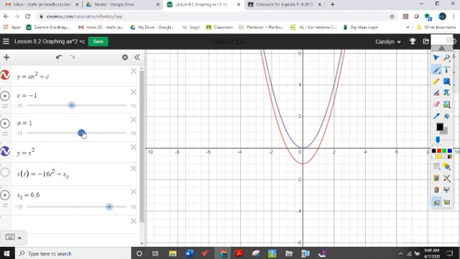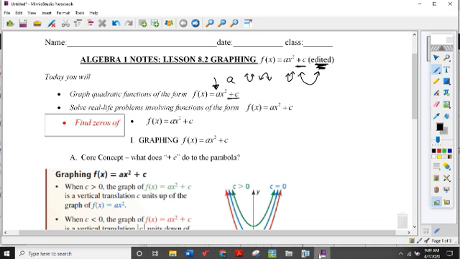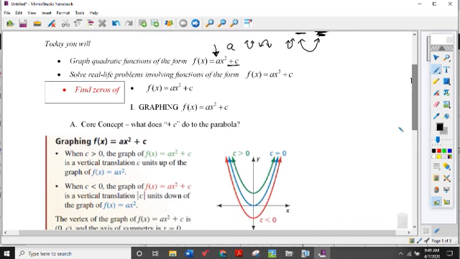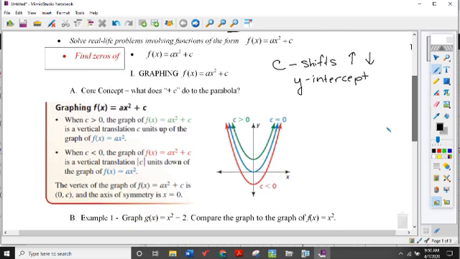And in fancy terms, that's called a translation. And then you'll see here that a makes your graph narrow, wide, or turns it upside down. So basically, c shifts your graph up or down. It's the y-intercept. Okay, and that's what all of this is going to say.